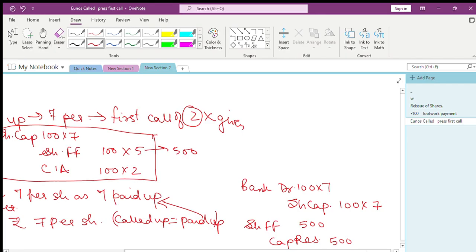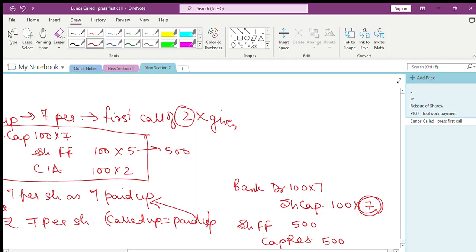I repeat, share capital was credited with 7. We considered it as a 7 rupee thing. Now I come to another case.